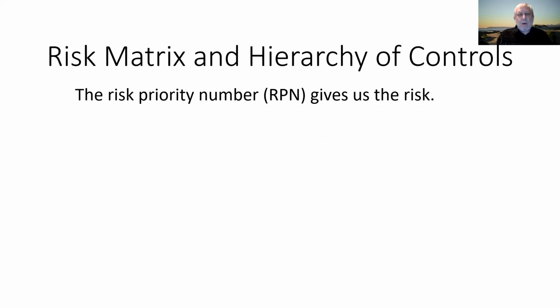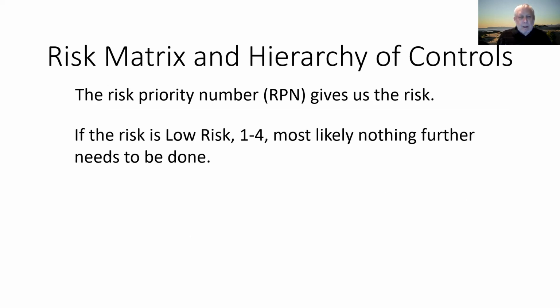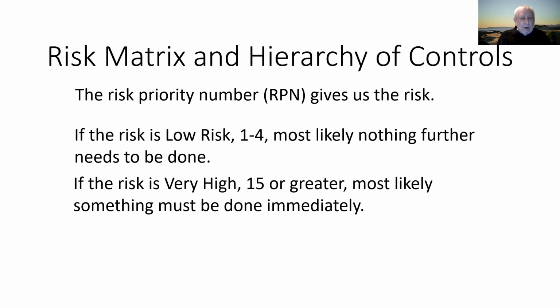All right, the risk priority number, the RPN, gives us the risk. Again, it's all the same. If the risk is low, 1 to 4, most likely nothing further needs to be done. Now, if it's very high, 15 or greater, most likely something must be done immediately. So that's the high and the low of the two. Those two are pretty cut and dry. You either don't have to do anything, or you got to do something, and you got to do something pretty quick.